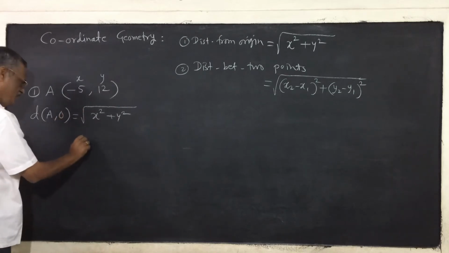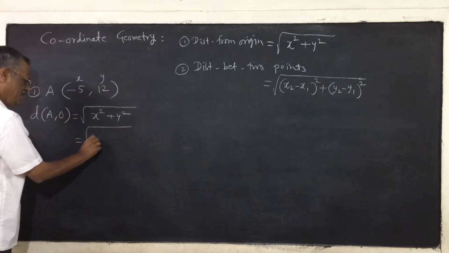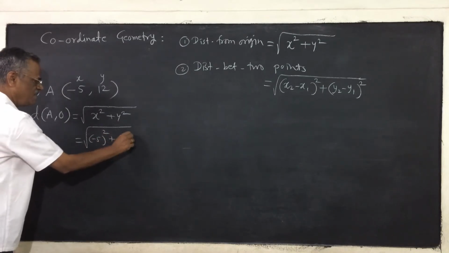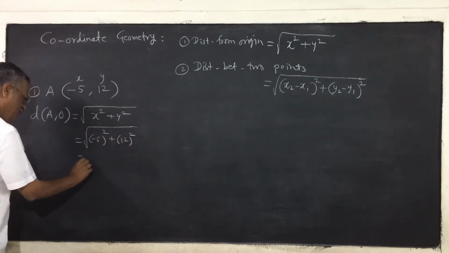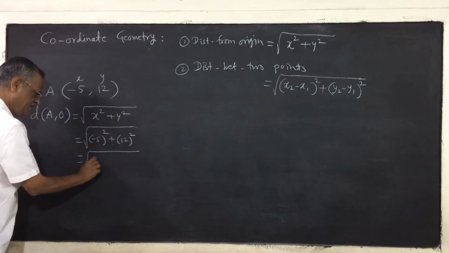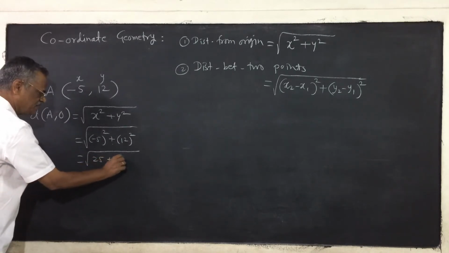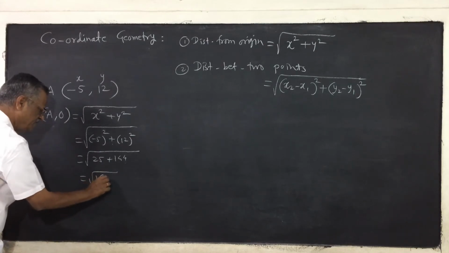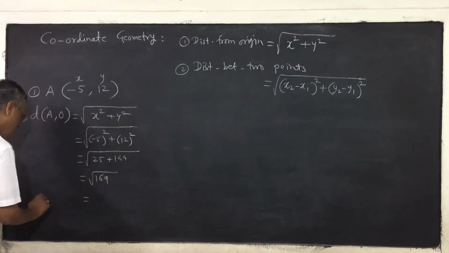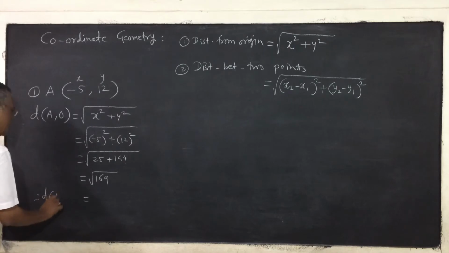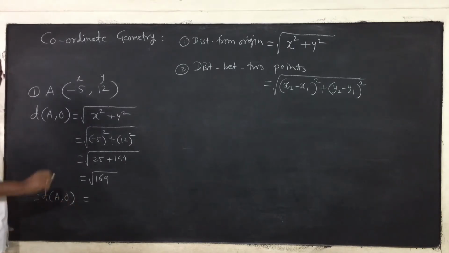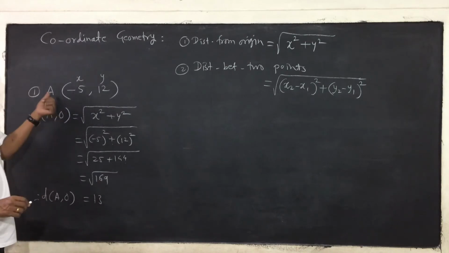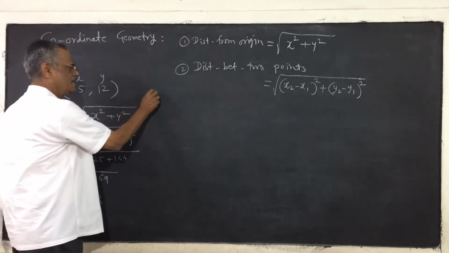substitute the value. You can see that minus 5 bracket square plus 12 bracket square. Square the number, 25 plus 144. You can add them. It is 169. If possible, find out square root of that number. So distance of A from origin, it is 13. Simple example for single mark.